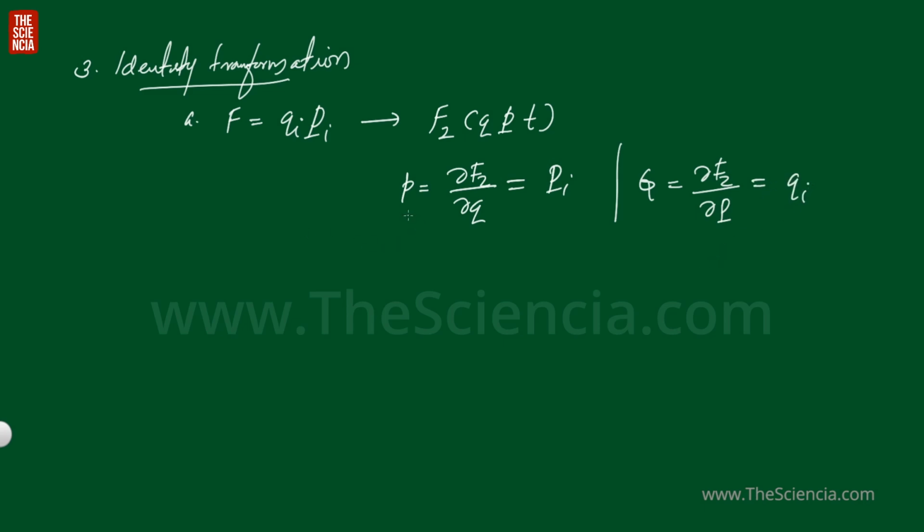See here, the old set of coordinates and the new set of coordinates are the same, p and capital P, here small q and capital Q. So such transformations are called identity transformations.